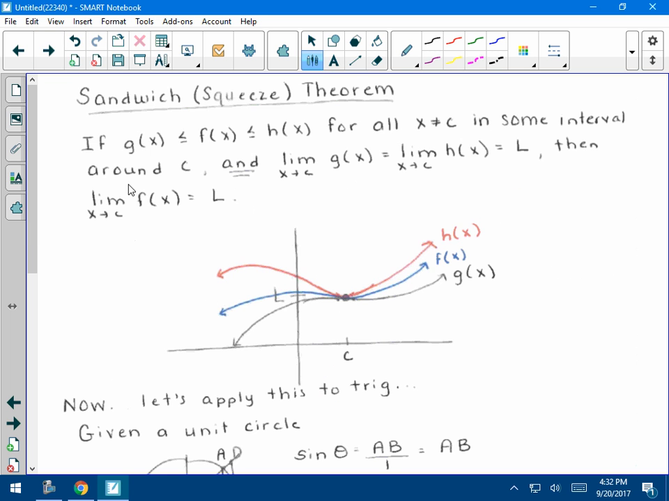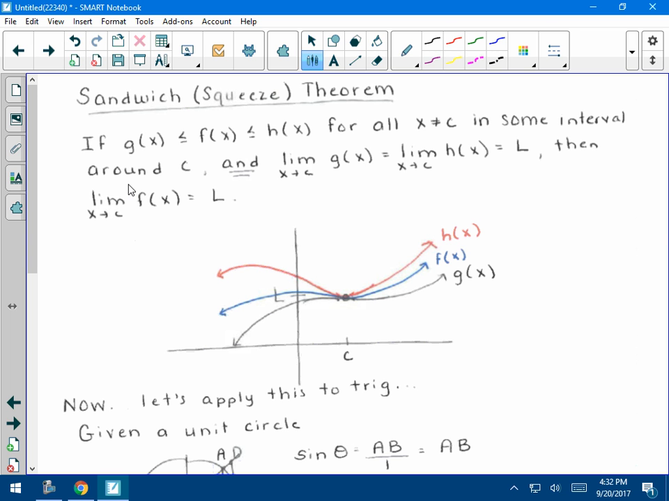Well, let's see. There's a tasty little theorem called the sandwich theorem. It's also called the squeeze theorem sometimes. It says, if g of x is less than or equal to f of x, is less than or equal to h of x, for all x not equal to c in some interval around c, and the limit as x goes to c of g of x equals the limit as x goes to c of h of x, and they're both L, then the limit as x goes to c of f of x has to be L also. So that'll prove it.